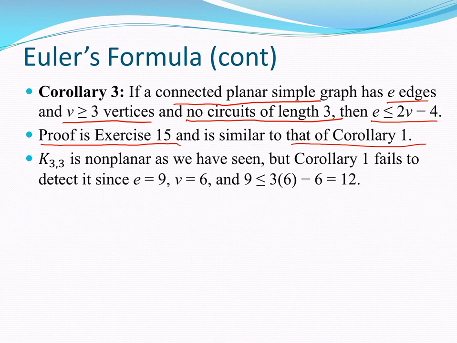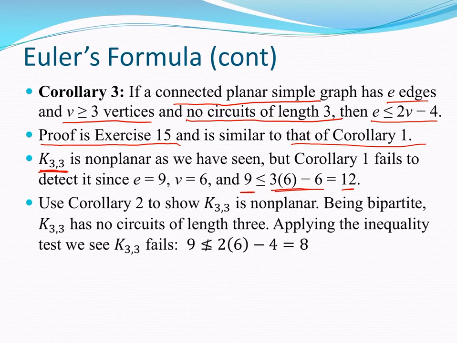All right, so the reason that Corollary 3 is valuable is that Corollary 1 does not detect that K3,3 is non-planar. It did detect that K5 was not planar, but Corollary 1 doesn't do so for K3,3 since the test is 3 times the number of vertices minus 6. That's 12, and 9 is less than or equal to 12, so we can't tell that K3,3 is non-planar by Corollary 1. However, since K3,3 is bipartite, it has no circuits of length 3, so Corollary 3 applies.